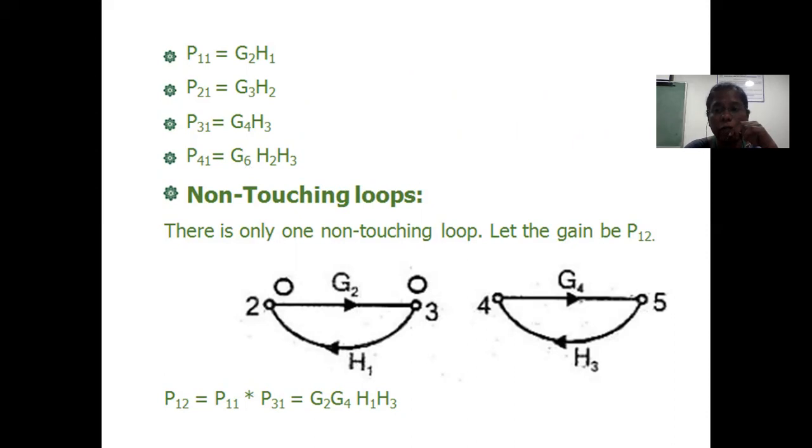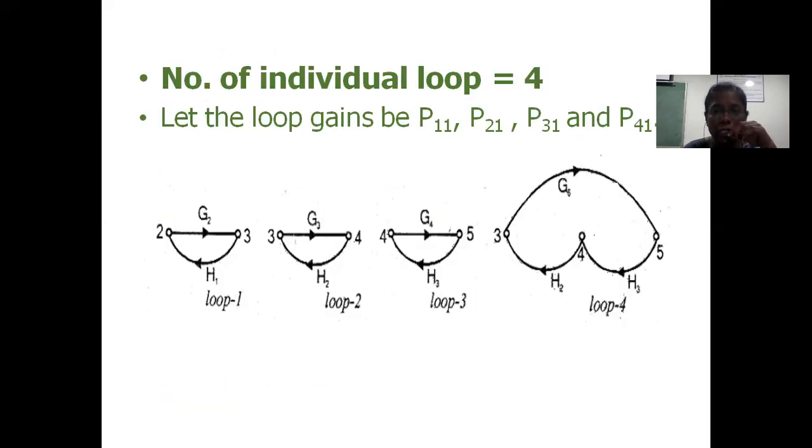Then the next step is we have to find out how many two non-touching combinations are available. Just go back to the loops and check whether you have any two non-touching loops. If you take the first loop and check it with the other three loops, starting with the second loop, we can see that node 3 is common in both loop 1 and loop 2, which means that they are touching each other, right? If the loops are not touching, it means they should not have any common node, right?